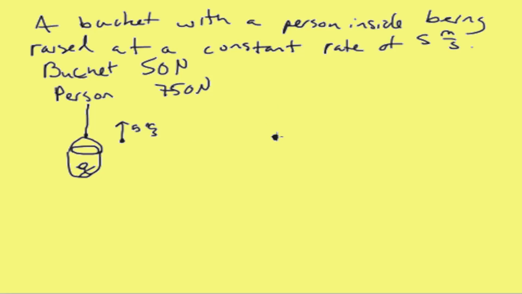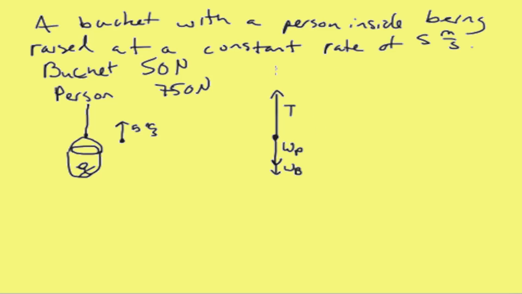So we're going to have tension in the rope. Sorry about that. It should go straight up. Tension in the rope, acting upwards. We're going to have the weight of the bucket. Or let's see, this will be the weight of the person. And we can also have the weight of the bucket here.